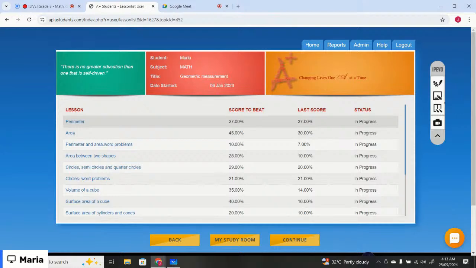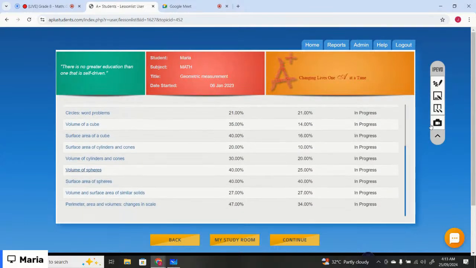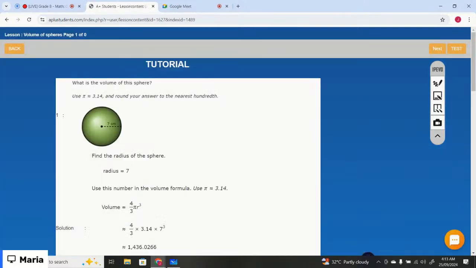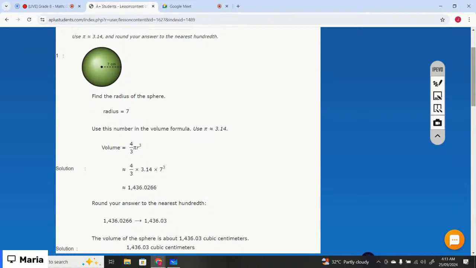The next lesson is volume of spheres. Let's just start with the next lesson. What is the volume of the sphere? So the formula you're going to use for the volume of a sphere is V equals 4 by 3 pi r cube.